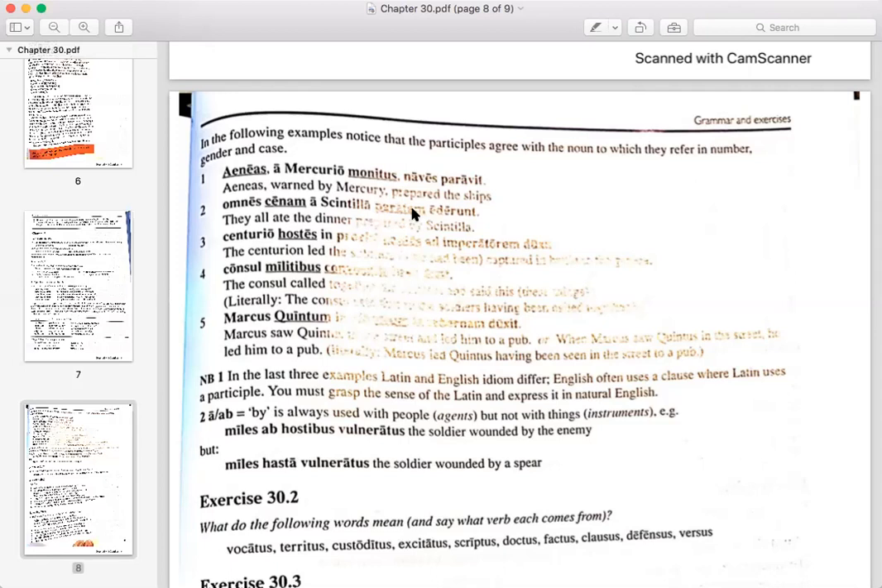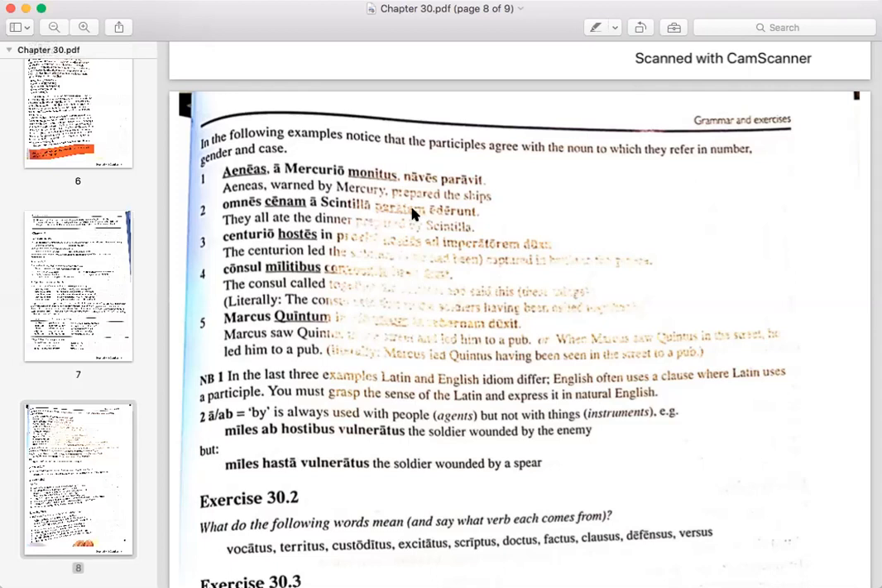Number 4, the consul said this, or these things, to the soldiers having been called together. So notice that militibus convocatis is dative, to the soldiers having been called together, and it is plural and it is masculine as a phrase. Number 5, Marcus saw Quintus in the street and led him to a pub. Or when Marcus saw Quintus in the street, he led him to a pub.